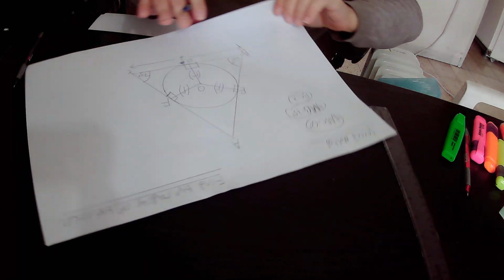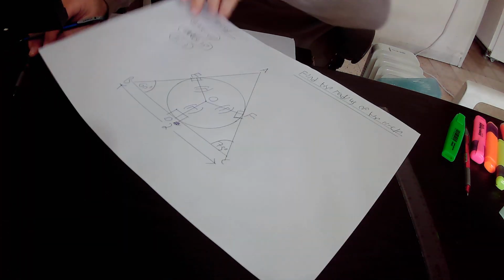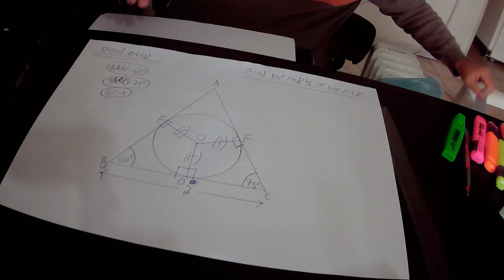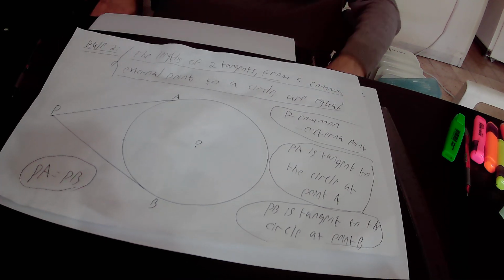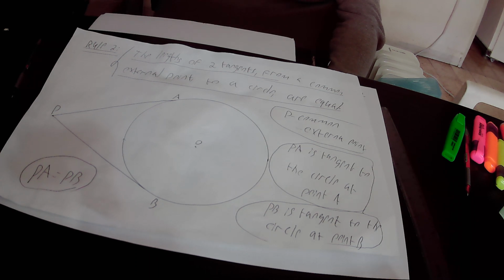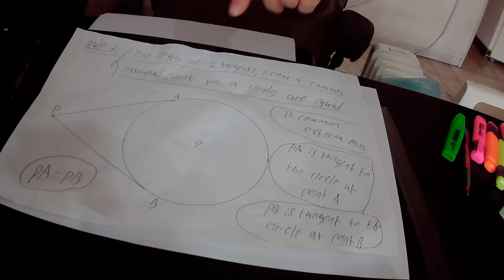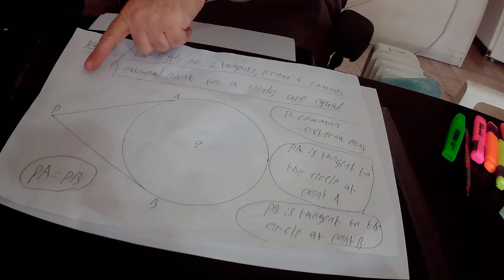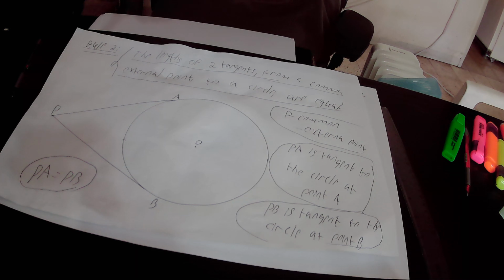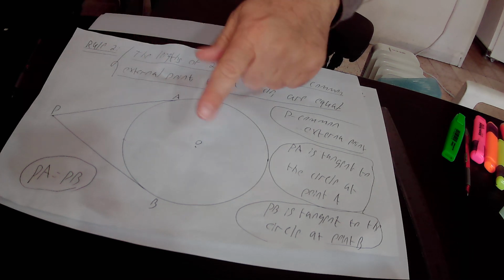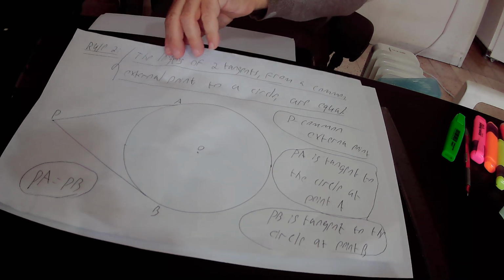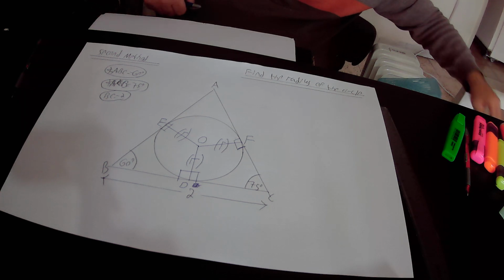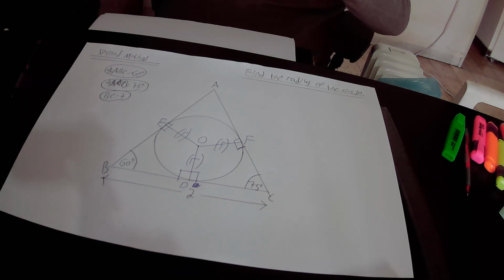You can also implement here rule number 2. According to rule number 2, the lengths of two tangents from a common external point to a circle are equal. So in the drawing we have a circle and a common external point, point P. From the common external point P, we have two tangents to this circle, tangent PA and tangent PB. And according to this rule number 2, they are equal to each other. That is to say, PA equals PB. Okay. We can actually implement rule number 2 in our drawing.